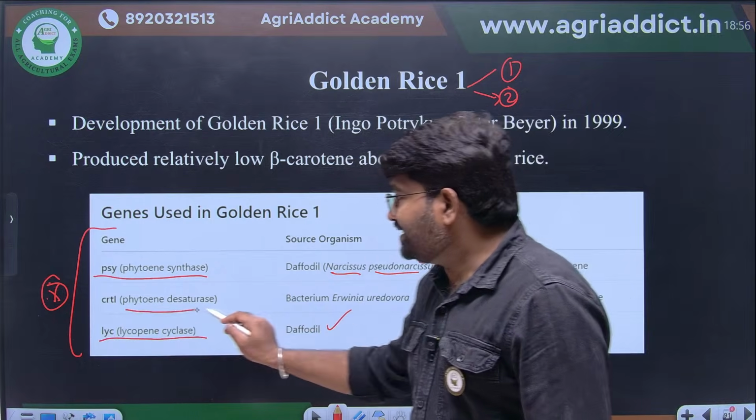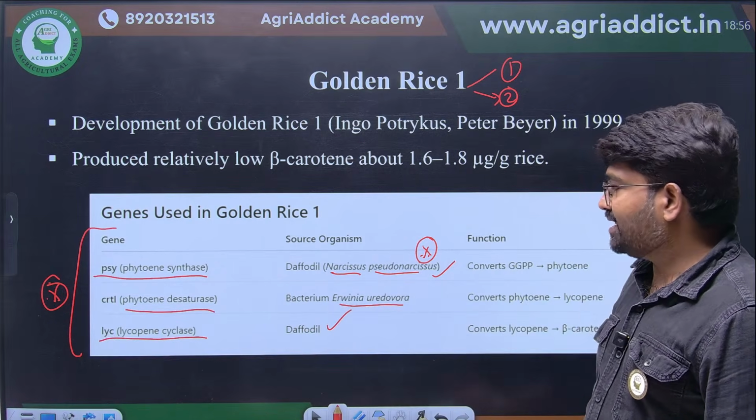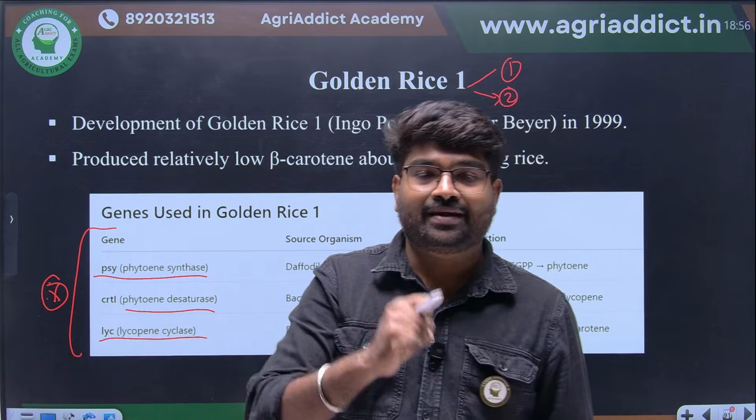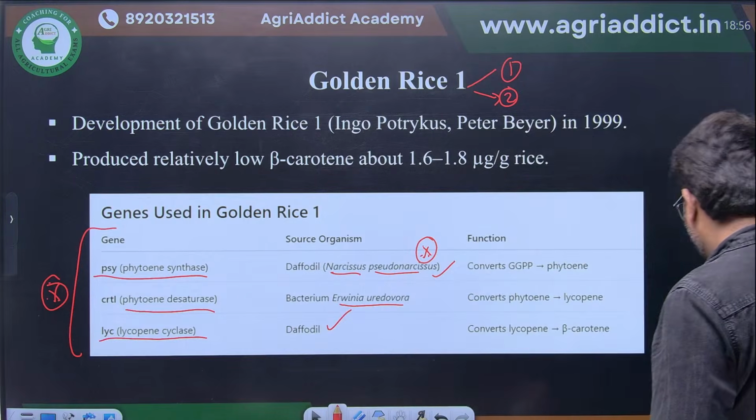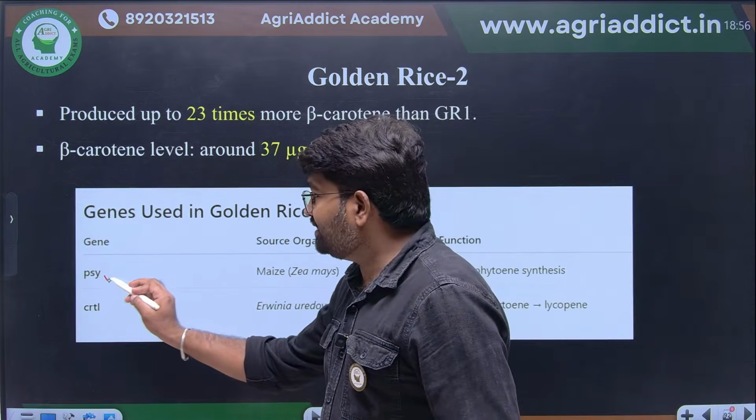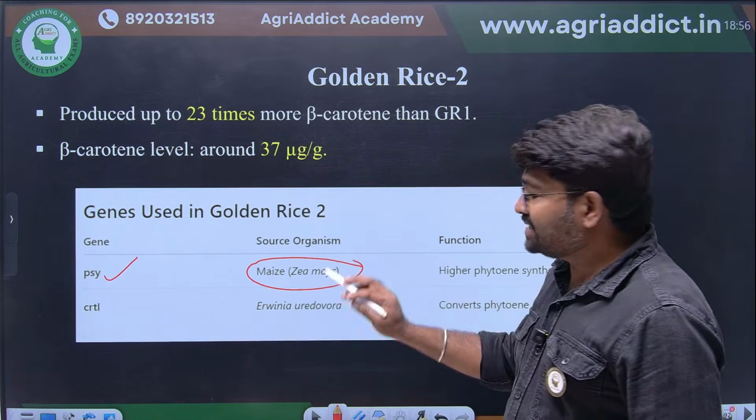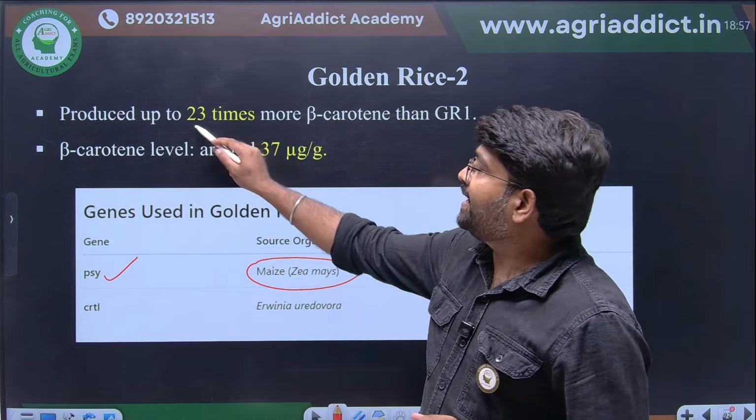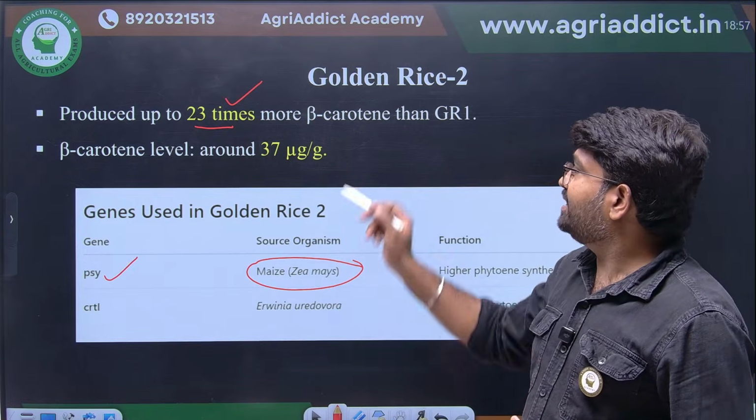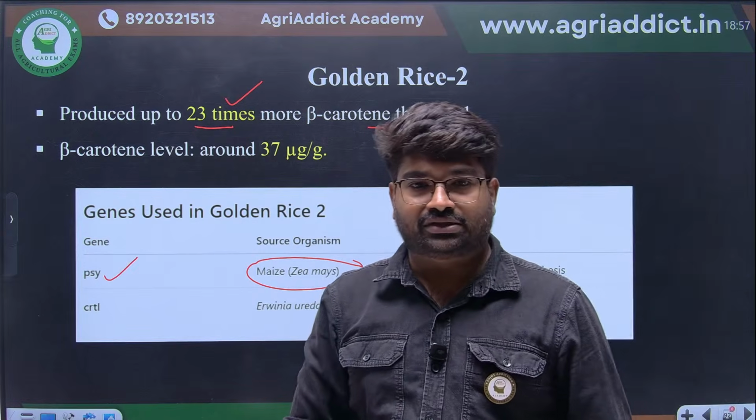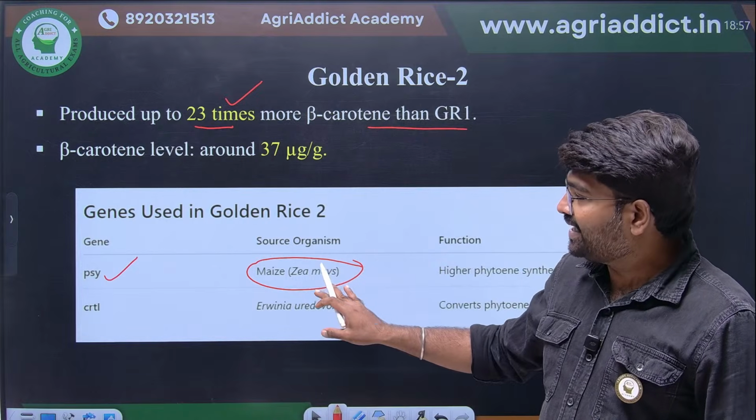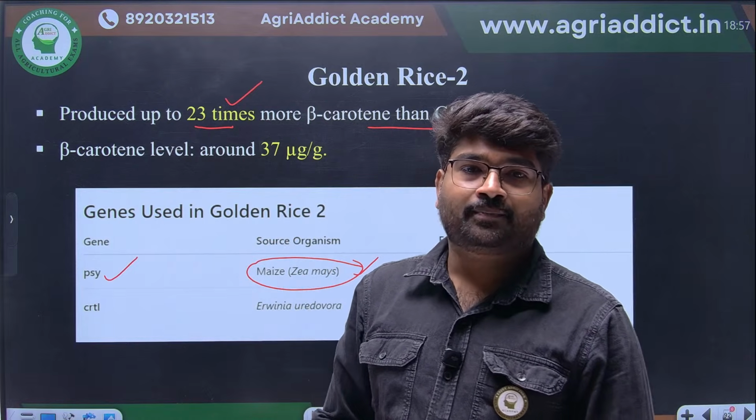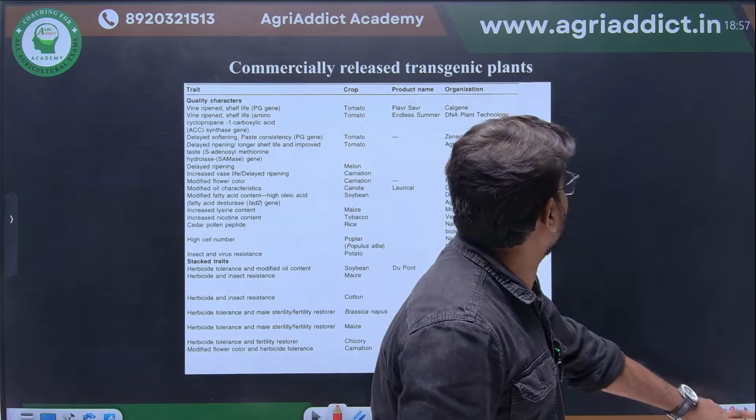Then the phytoene desaturase gene they have taken from Erwinia uredovora. This is the key important point: what genes they have taken and what is the source. In golden rice 2, they have taken the phytoene synthase gene from maize, and they have used endosperm specific promoters. Because of that, they obtained 23 times more beta carotene in seeds compared to golden rice 1. By changing the source of the gene, higher beta carotene accumulation was there. I hope this is clear for everyone.